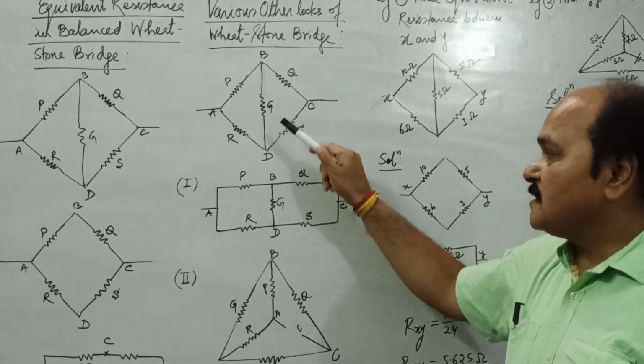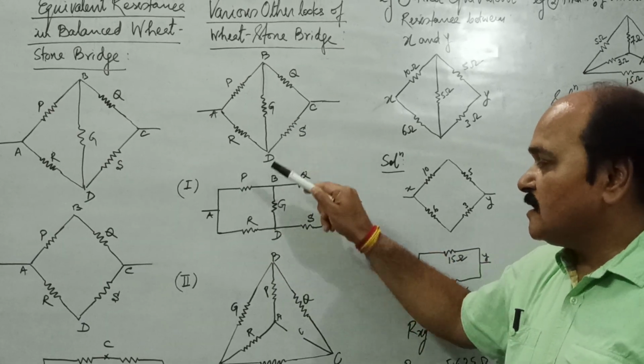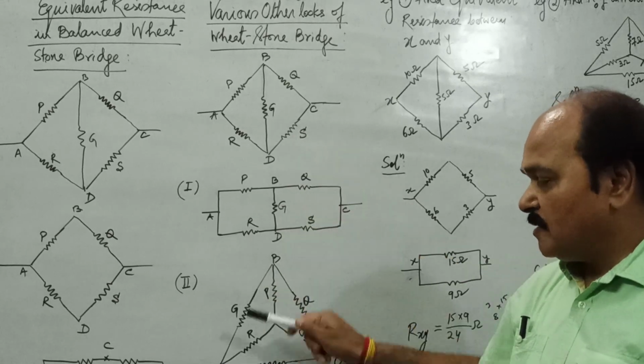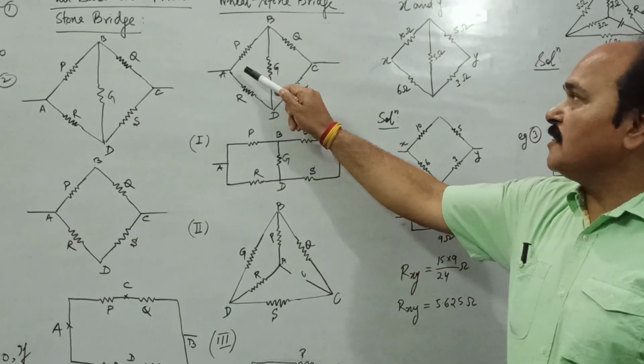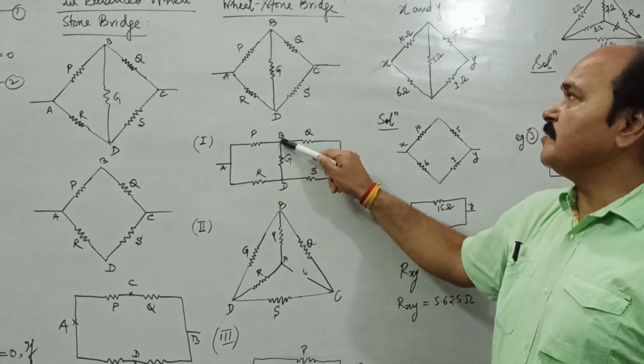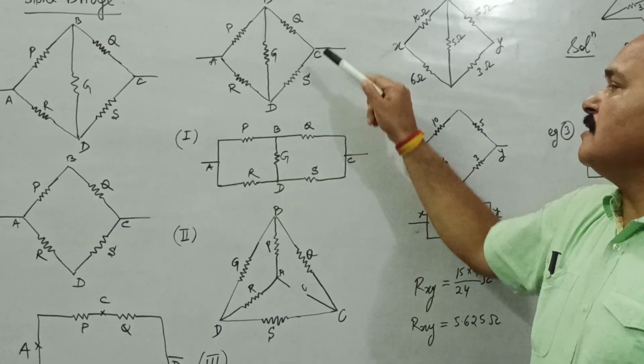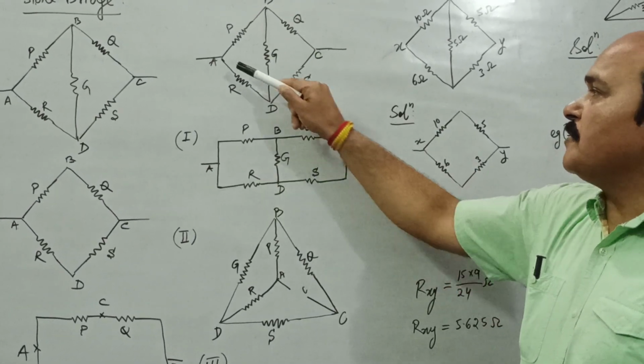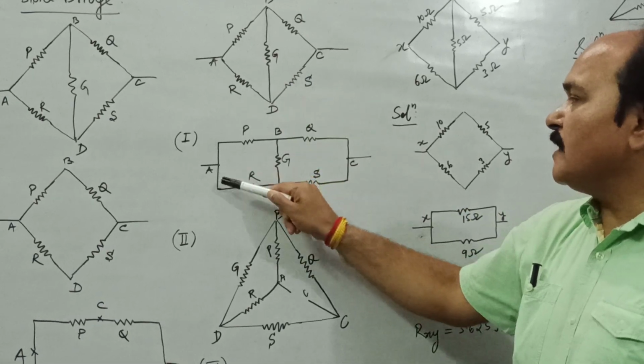See, this circuit is same as circuit number 1, this circuit is same as circuit number 2, and this is also same as circuit number 3. See, in between A and B is P. In between B and C is Q. In between A and D is R.